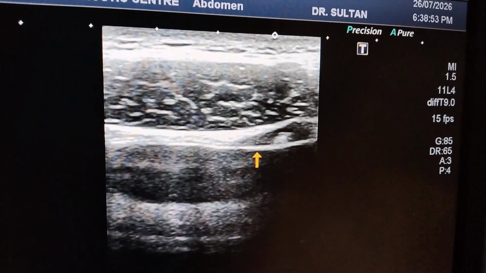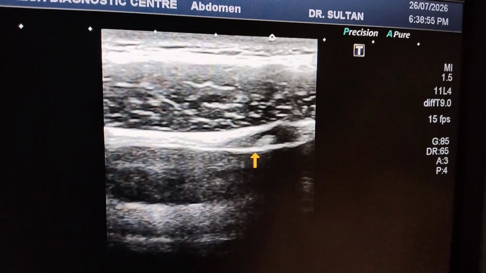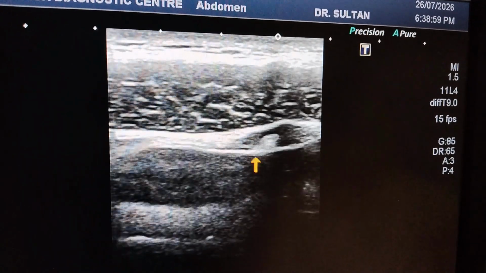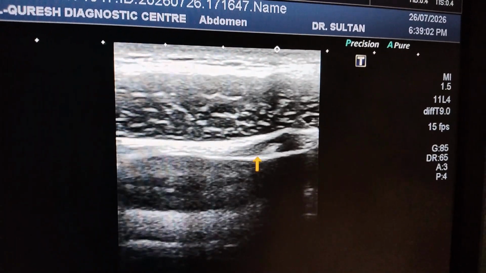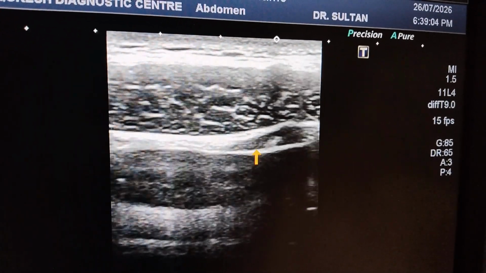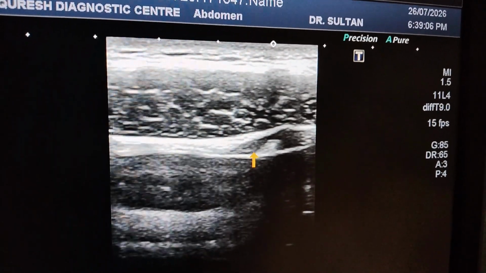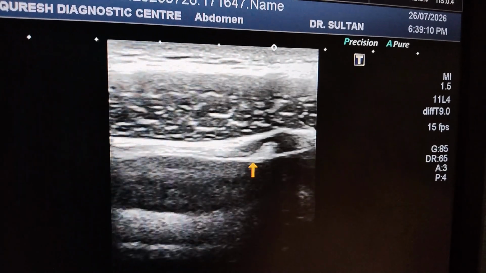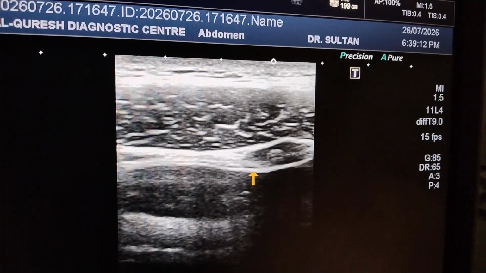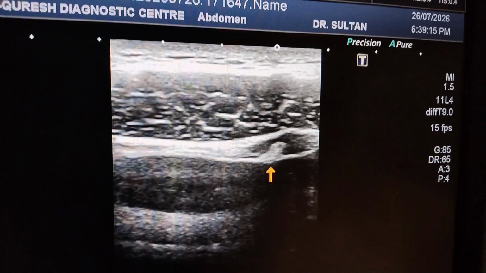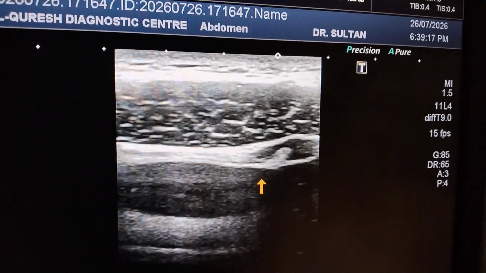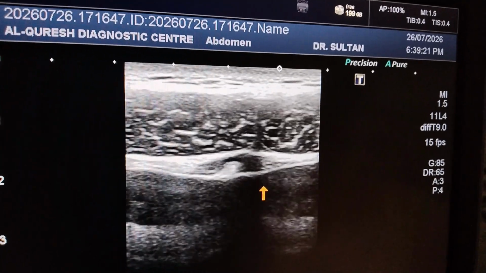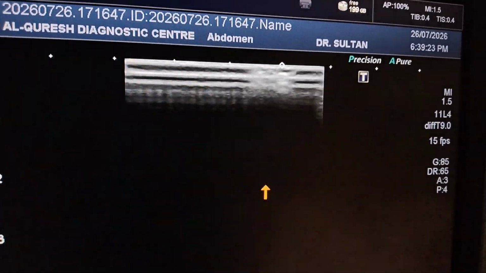I have placed the probe in the transverse direction, and this is the area which is touching the apex, the dome of the urinary bladder. We can easily appreciate it. So this is the transverse plane. I am now going to see it in the longitudinal, sagittal plane.